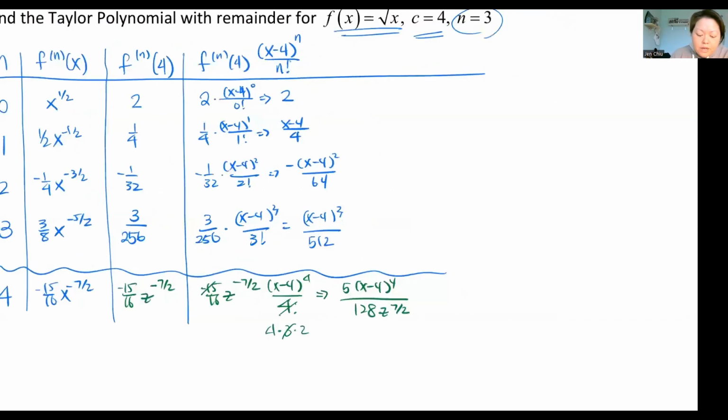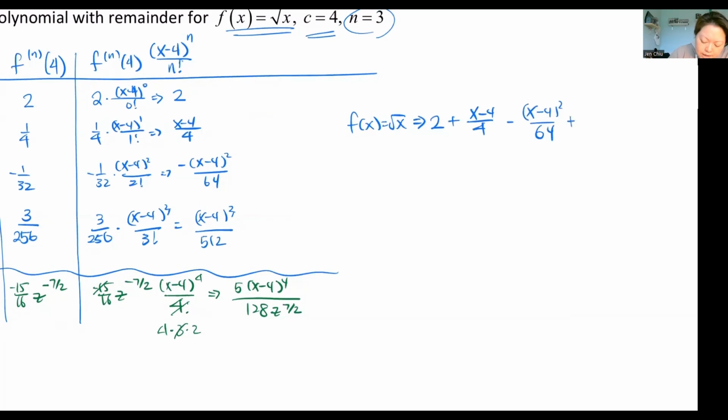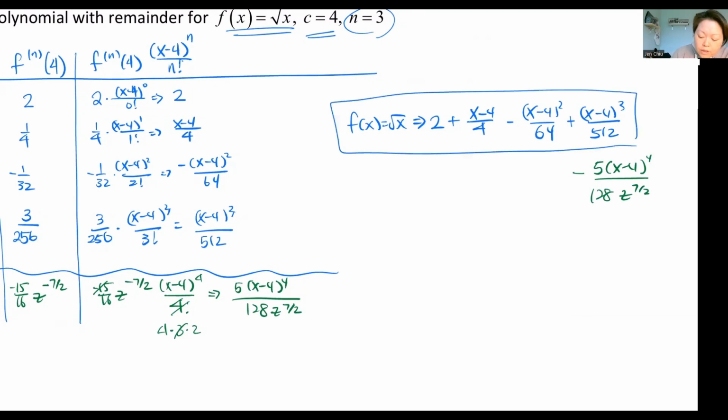Okay. So in terms of writing your Taylor polynomial, your function of root x is equal to 2 plus x minus 4 over 4 minus x minus 4 squared over 64 plus x minus 4 cubed over 512, and then your remainder of minus 5 times x minus 4 to the 4th over 128 z to the 7 over 2. So in terms of your third degree Taylor polynomial, that's your answer. With the remainder, that's your remainder down here. Usually you're not tasked to find that remainder on its own or attach it to your Taylor polynomial.